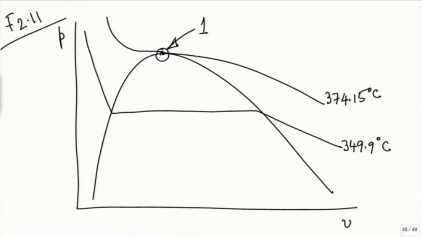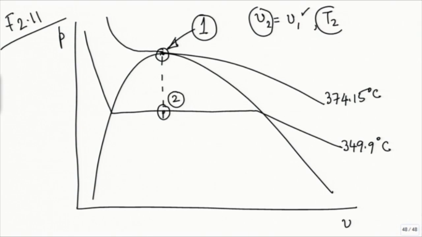It is in a sealed, rigid container, and that means during the process the volume does not change. So this is the initial state. The final state will be at the same volume but at 349.9 degrees C. So this is state 2, and we have the condition V2 equals V1. Since V1 is known, we know V2, and since V2 and T2 are known, we know the final state, from which we can determine X2.